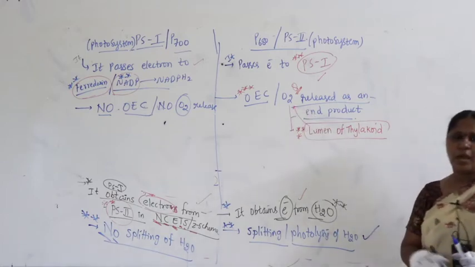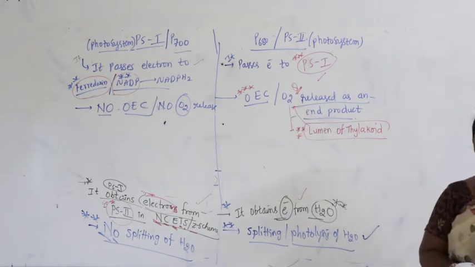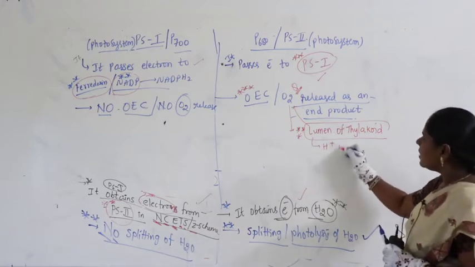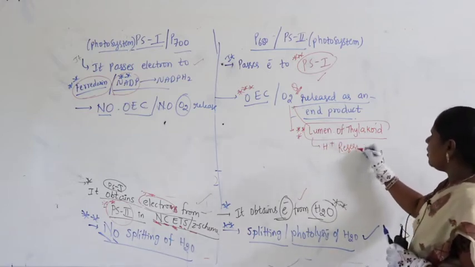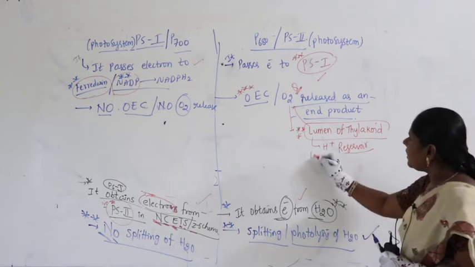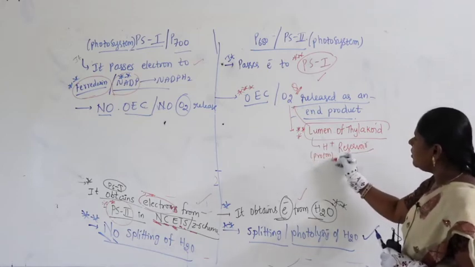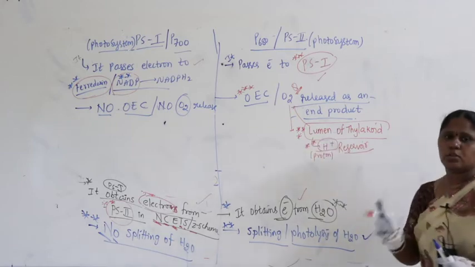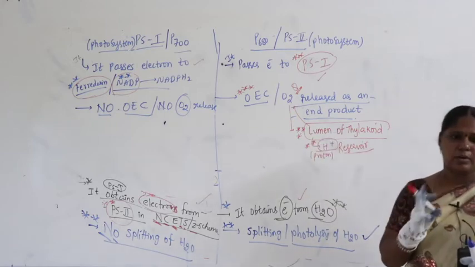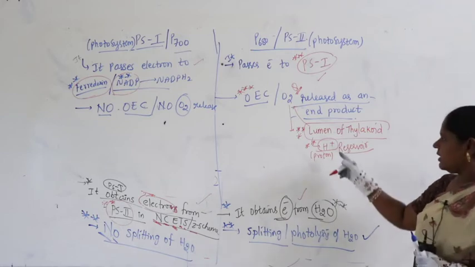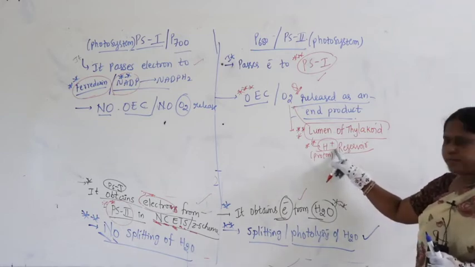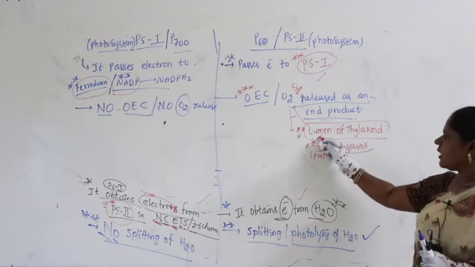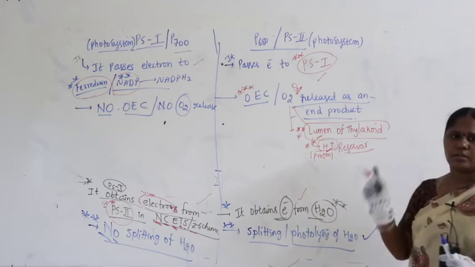Oxygen is released. I told you to remember one more very important point regarding the lumen of thylakoid. What is that? It acts as a proton reservoir. Very, very important. So the lumen has two or three important things. One is that by splitting of water, it will store so many protons. So the lumen of thylakoid acts as a proton reservoir.